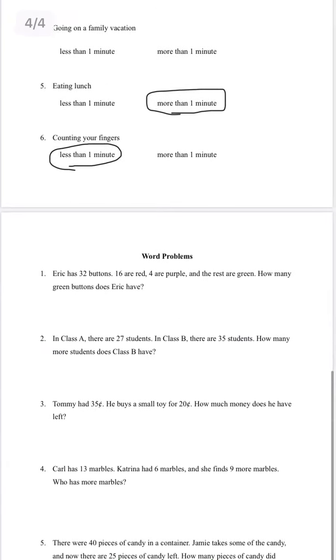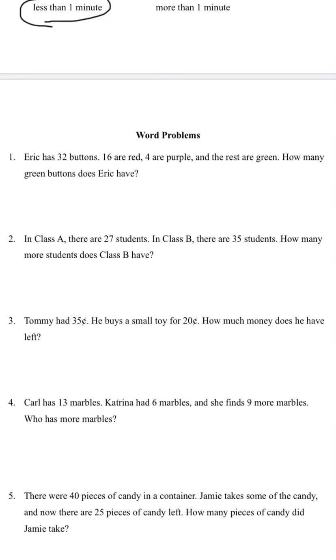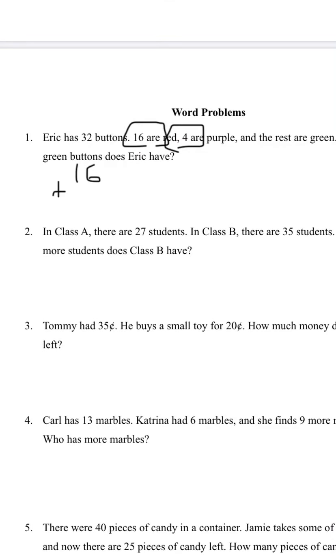Okay, now let's try word problems. Eric has 32 buttons, 16 are red, 4 are purple, and the rest are green. So how many green buttons does Eric have? Well, we have to first add 16 and 4, okay? So 16 plus 4. What's 6 plus 4?